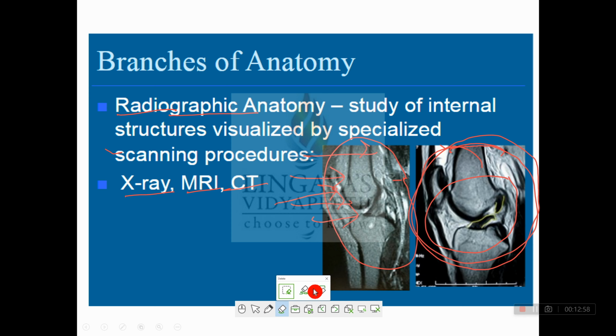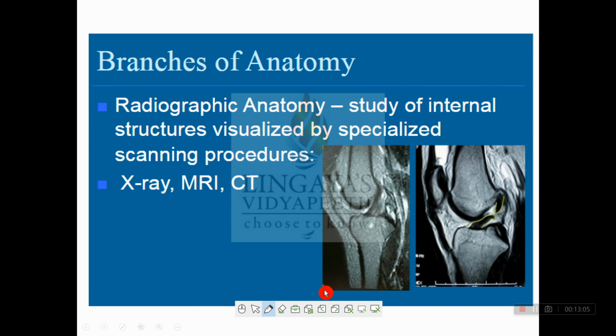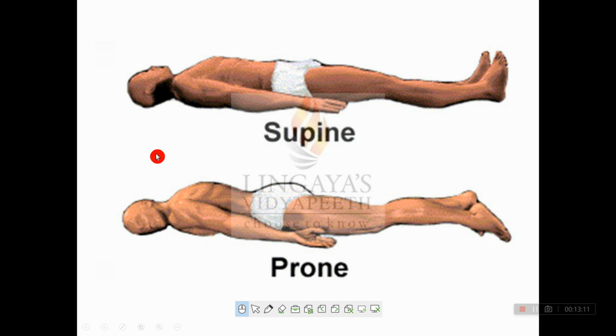Alright, hope you are getting the branches of anatomy, what the different branches of anatomy are and how these different terms are different from each other. Now we are talking about the different positions of the human body, that if we are in a certain position, then what terminology is used in anatomy for these positions.